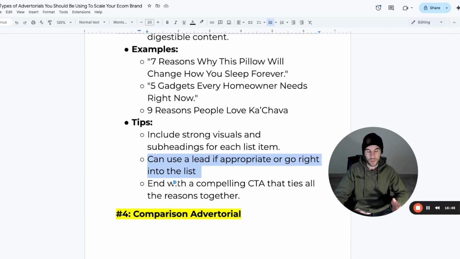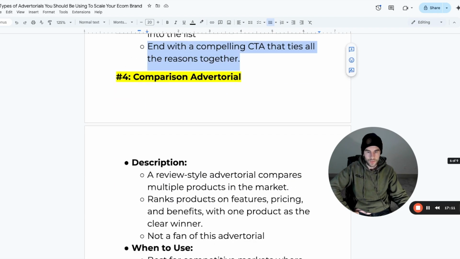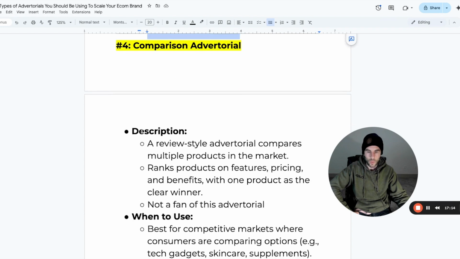There's been quite a few listicles that have smashed it, that have just been going straight into the list with no real lead at all. That's just more of a personal preference thing for me. I like to put a few paragraphs before we get into it to kind of tease them and hit on a little bit of the problem and the solution. And then obviously at the end, you just end with a call to action that ties the reasons together. So that is listicles. Next up, we have comparison advertorials.